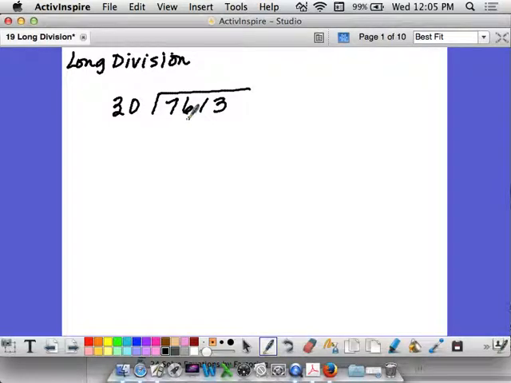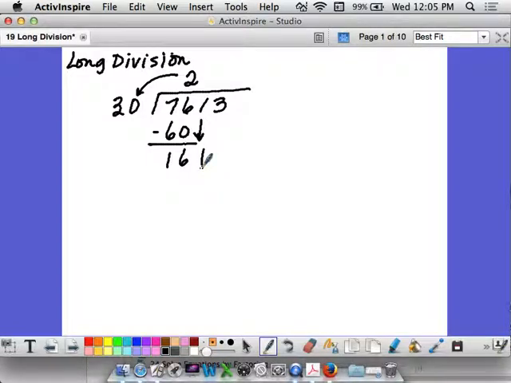30 will go into 76, and that will be 2 times. Then you're going to multiply 2 times 30. Well, 2 times 30 is 60. Then we have a little saying that says, draw the line and change the sign. So we're going to subtract right here. 76 minus 60 is 16. Bring down this next digit, which is 1.